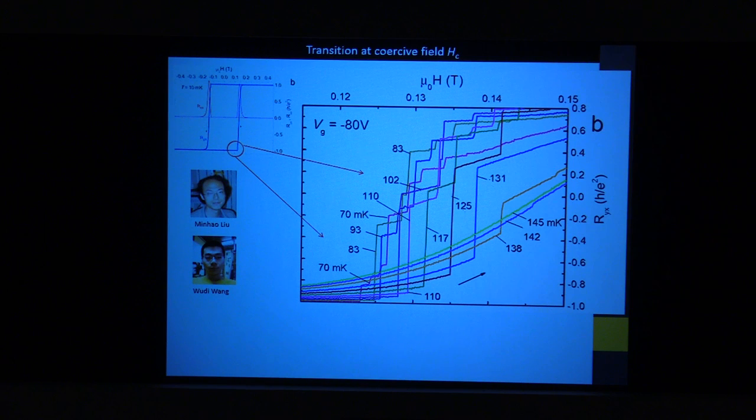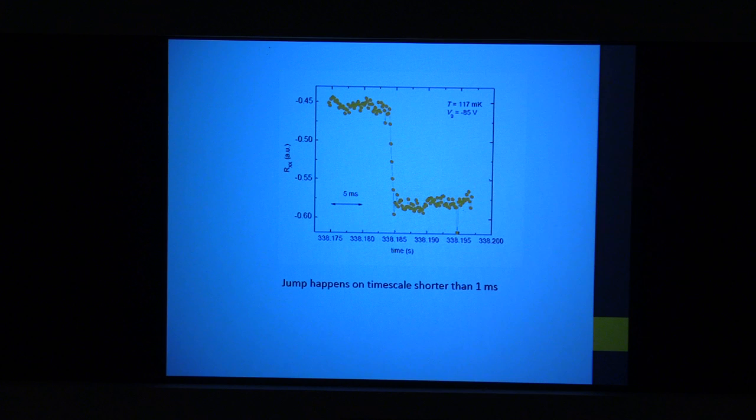These are very puzzling features, and we spent close to 6 months exploring this. And that's what I want to show you. The jumps happen on a very fast time scale. Minhao removed all the filters in this dilution fridge, leaving only the low temperature filters, which have a time constant of 1 millisecond, and the jump is probably faster than that. We just cannot see it. It's too fast. So something's happening at a very, very short time interval. It's much more noisy here in the trace because all the filters have been removed.